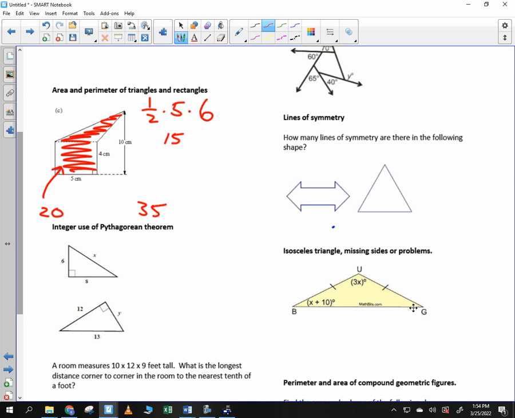How did we get 6? If you notice, the entire height is 10, and this part is 4.